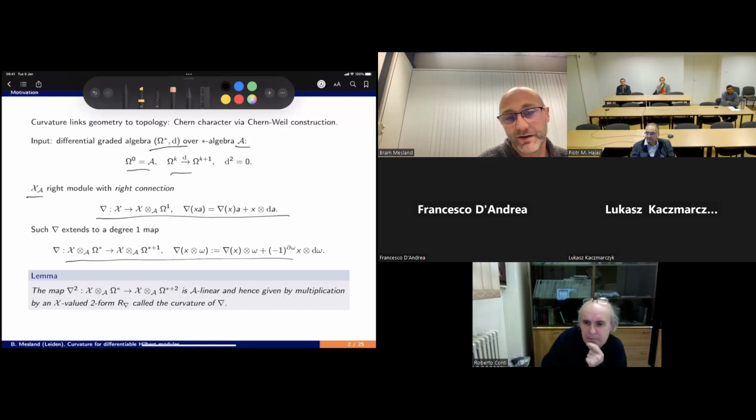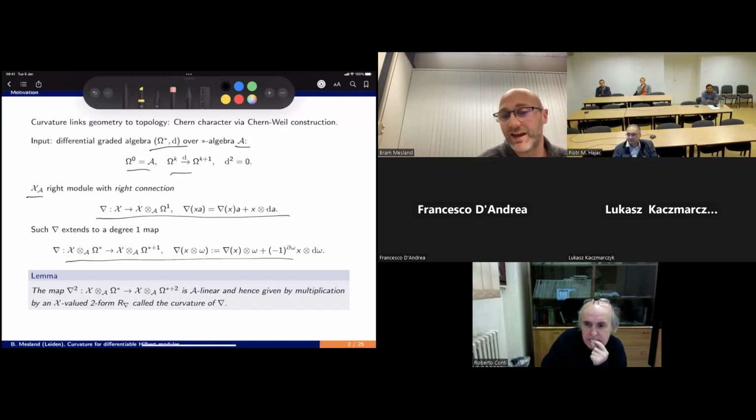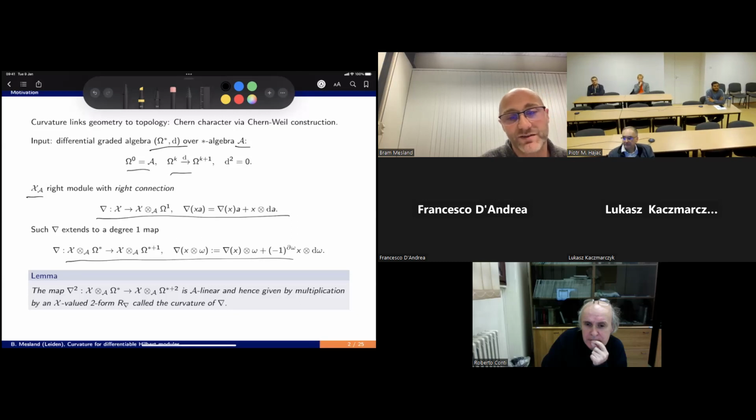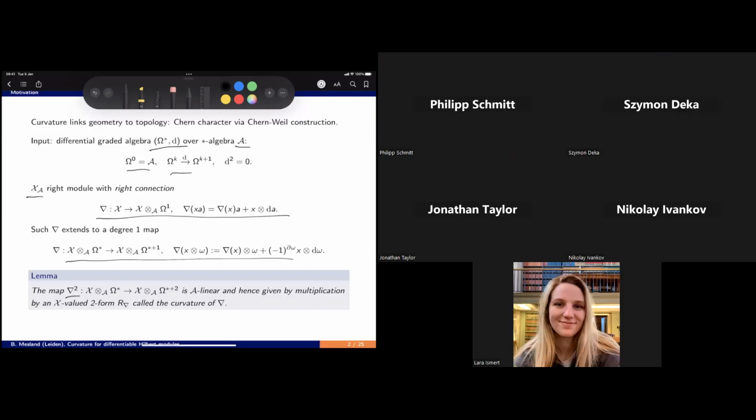So the lemma here says that if we apply this connection 2 times, we get a degree 2 map, but that map turns out to be A-linear. Elementary computation will convince you of that. And it will be given by multiplication by a fixed 2-form, by which I mean an element of X tensor Ω², and that element we call the curvature. I will usually denote that just by nabla squared because it determines the entire map. Okay, so that's the setup here.